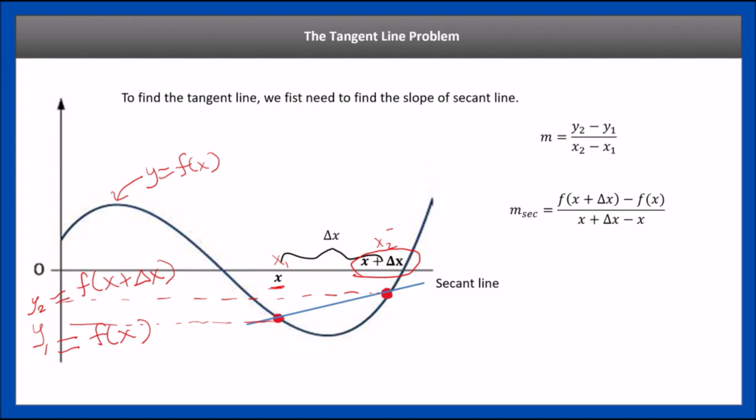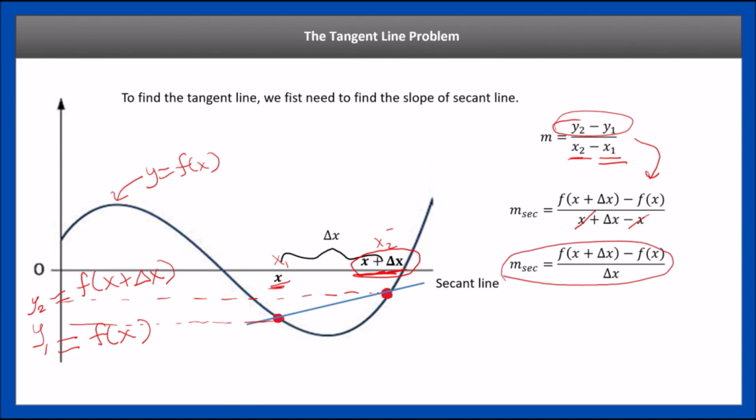So if we do that and we do rise over run, well, y2 minus y1 gets replaced with these two, right? And then x2 we said was x plus delta x. x1 is x, okay? And so this is what we get if we plug it into this formula, right? All right, so in that case, we're just simplifying a little bit more. Realize that the x's cancel there, and so you get this formula for the slope of the secant line, okay?